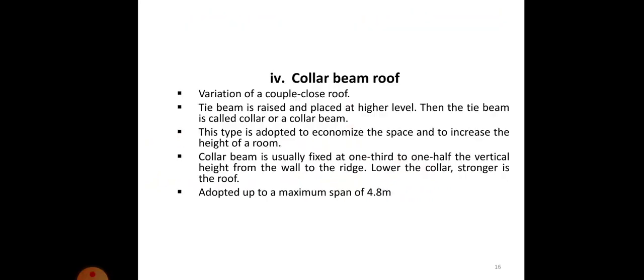Now coming to the next type, that is the collar beam roof. So this is again a variation of the coupled close roof. Here you can see that in the earlier type, the coupled close roof, we provide a tie beam. In this case also we provide a tie beam, but it is provided at a suitable height, or placed at a higher level, and then it is called a collar beam. And this is actually adopted for a maximum span of 4.8 meters.